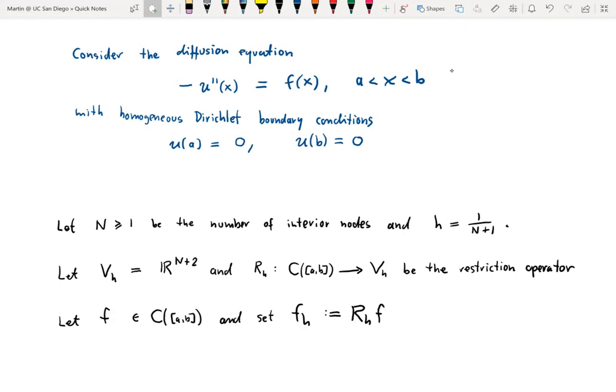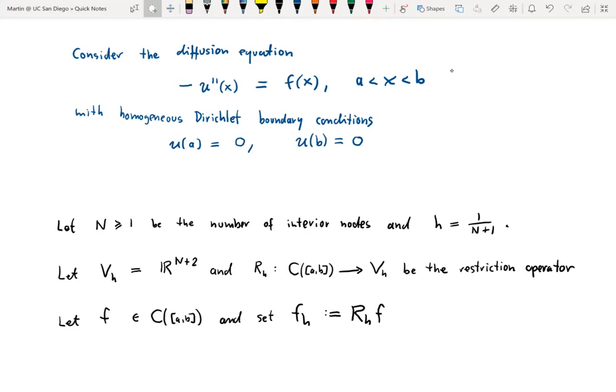Okay, again, we set up our discrete mesh. We let n be an integer at least 1, and that integer n is the number of interior nodes of our discrete mesh. And we let h equal 1 over n plus 1 be the mesh size, the step size between the different nodes. Then we let V_h be R to the n plus 2, and let R_h be the restriction operator, the restriction mapping, which takes a continuous function over the interval [a, b] and produces the vector of point values of that function over the nodal points.